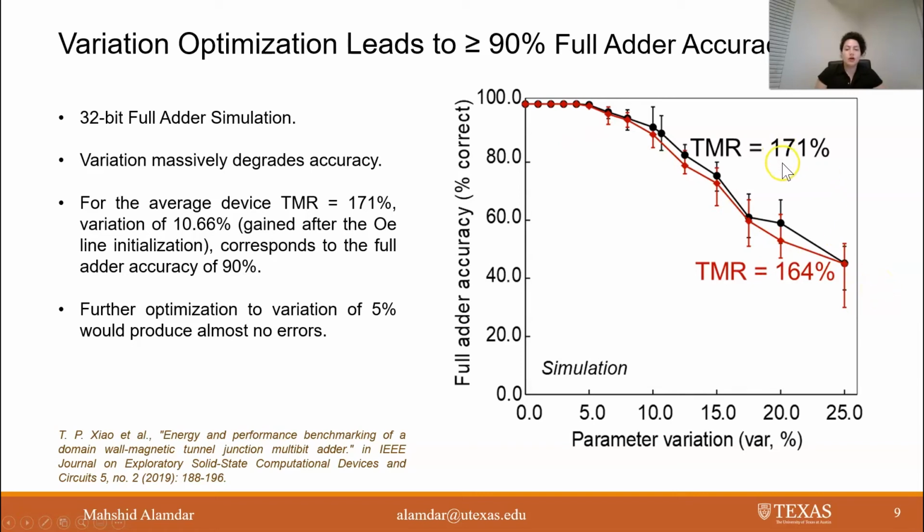For 171% TMR, device 1 variation of 10.66%, which we got after Ørsted line initialization, corresponds to an adder accuracy of 90%. As you can see, further optimization to a variation of 5% would produce almost no errors. For further details about this simulation, I would refer you to this paper by our colleagues at Sandia National Labs.